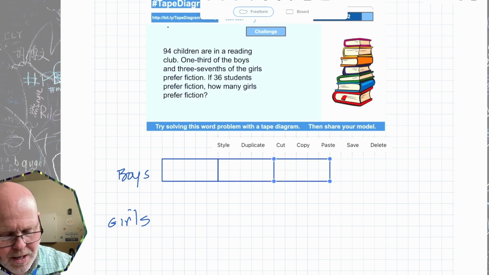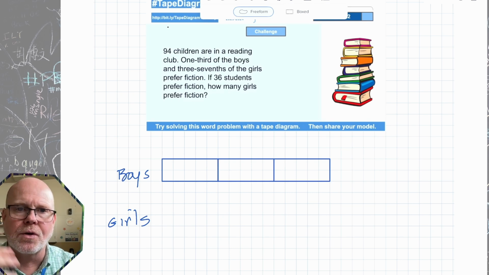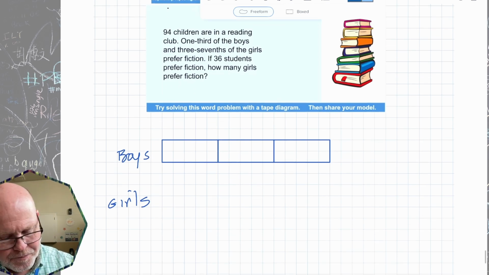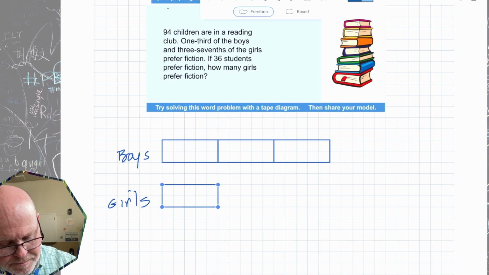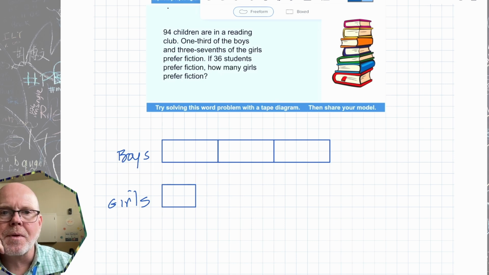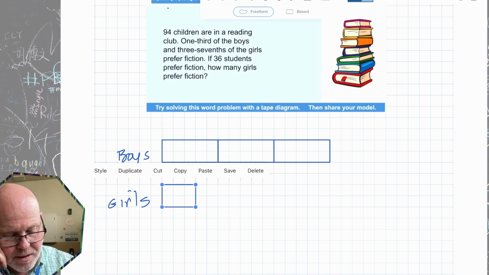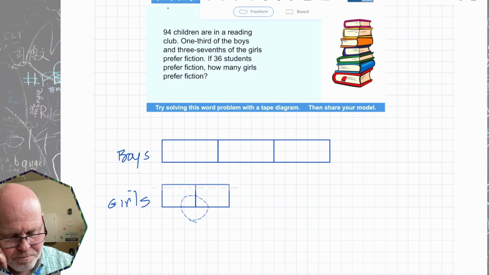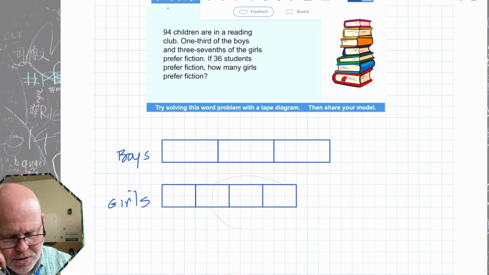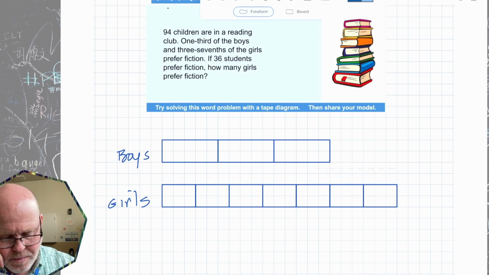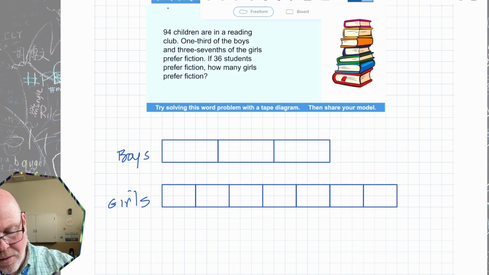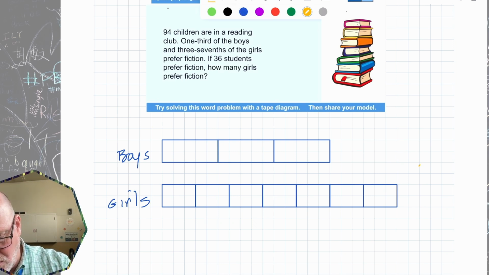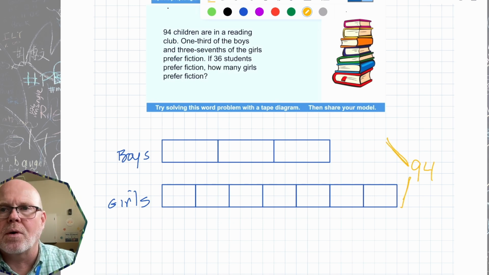So there's the boys. And then I need 3/7 of the girls preferring fiction. And again, I'm going to use blocks. They don't have to be the same size blocks because I don't know, let's just make it that big. It doesn't tell us that the number of boys and the number of girls in this book club are equal. So I'm just going to create 2 tapes representing the boys and the girls. And all together, we know that we have 94 students. So all together, these 2 tapes represent 94 students.